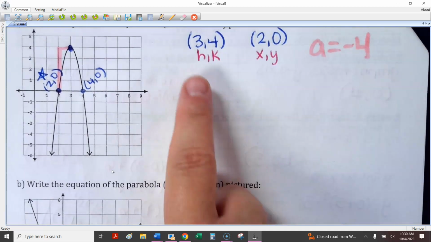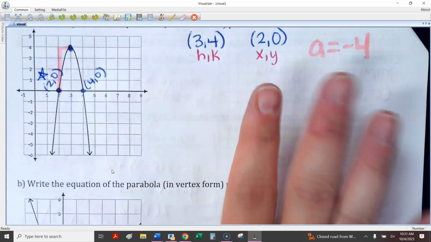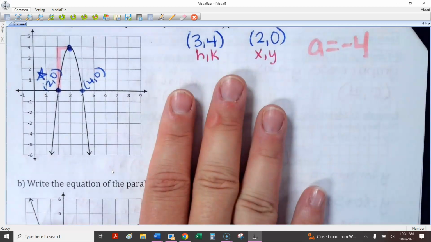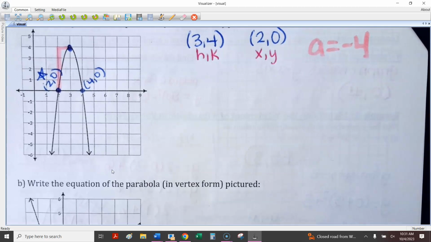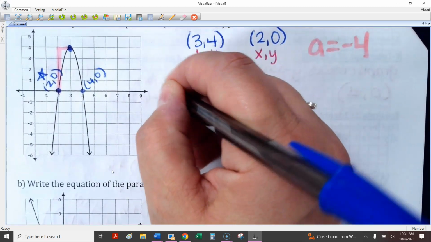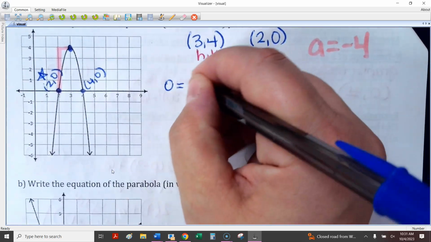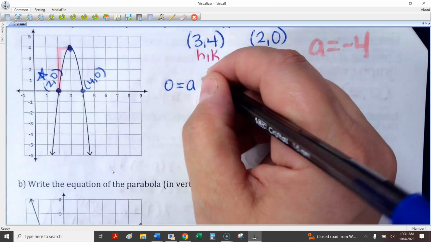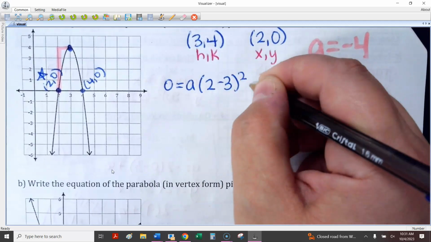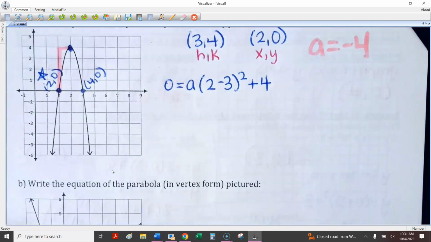I'm just going to show you, if you can't tell from the graph, which like the question underneath here is a little trickier to do. If you can't tell from the graph, you can use the algebra we did on the other side. I'm just going to plug this in real quick. So in my vertex form, y would be 0. a, pretend we don't know it for a second. And then it'd be 2 minus 3 squared plus 4. If I just did the actual algebra.